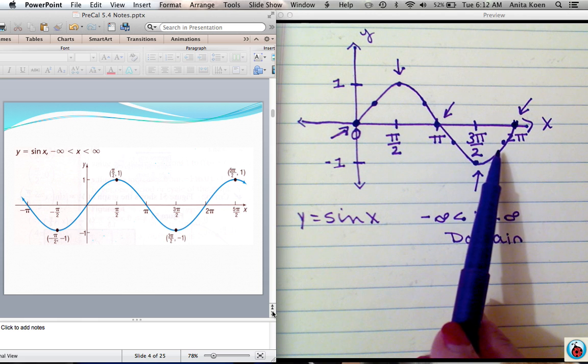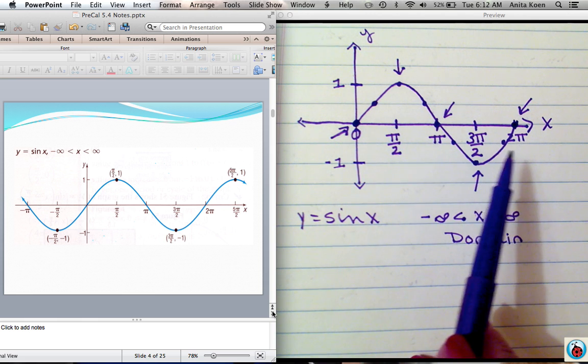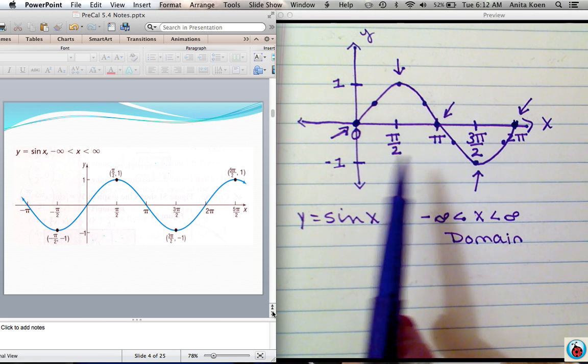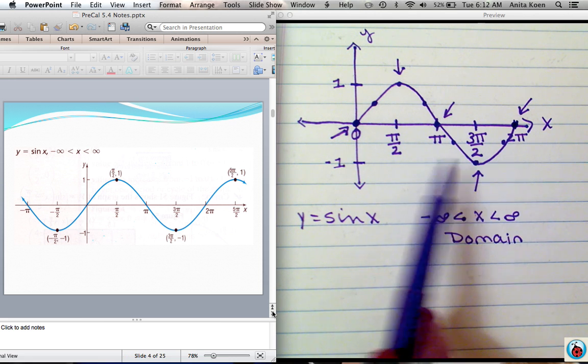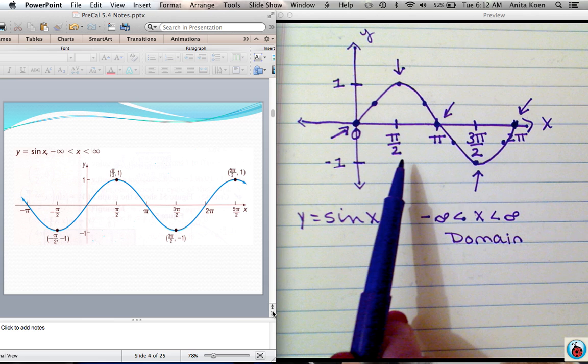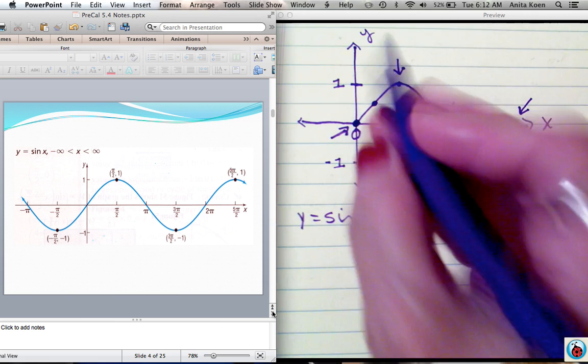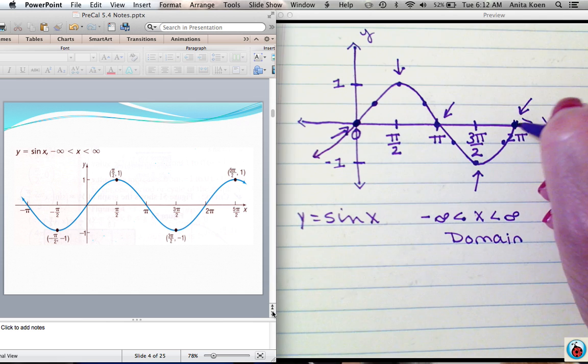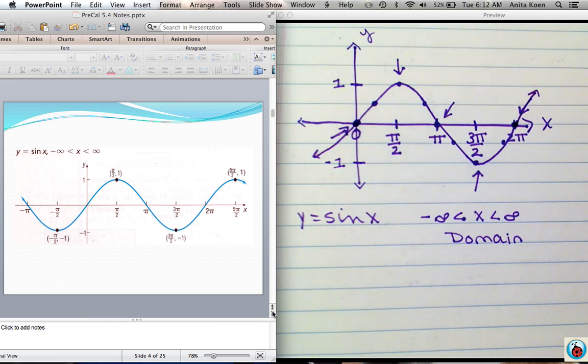When we graph them in class, on a quiz or a test, I'm going to ask for this one interval, and then I'm going to ask you to take that interval and transform it. But I need you to be sure that you understand that this is not where it stops. It continues on to infinity in both directions.